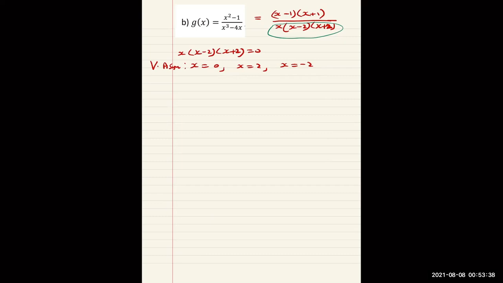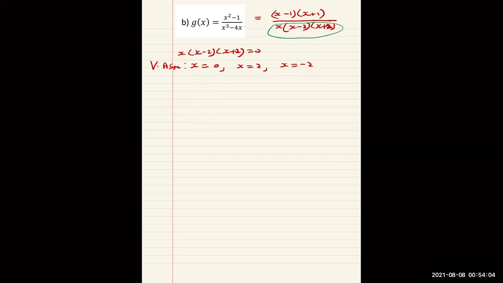Now we need to discuss the behavior of each vertical asymptote. Behavior means at x equal to 0, how would your function be behaving? Would it be going to positive infinity from the right-hand side, or would it be going to negative infinity? You need to figure that out. Or in other words, you need to find the left limit and the right limit. That's all it means.